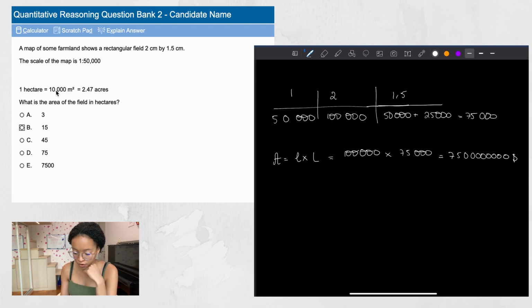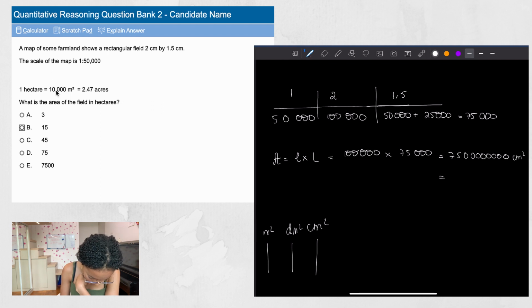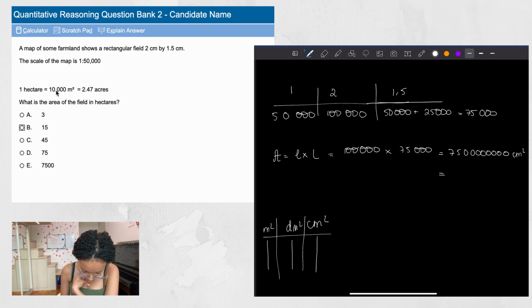And then, so that's in centimeters squared. So now I'm going to figure out what this equals in meters squared. So if this is cm, it goes to dm, and so on. So if this is what I have here, I have 0, 0, 0, 0, 0. To reach the meters, I have to take off 4 zeros, so 750,000. That's also 750,000 meters squared. So that's how I did my conversions. Pretty quick on the paper, didn't think too much, because that's what you want to do with the UCAT.